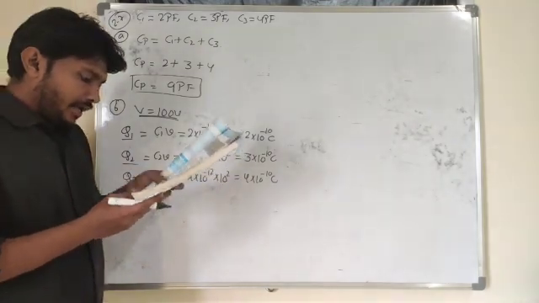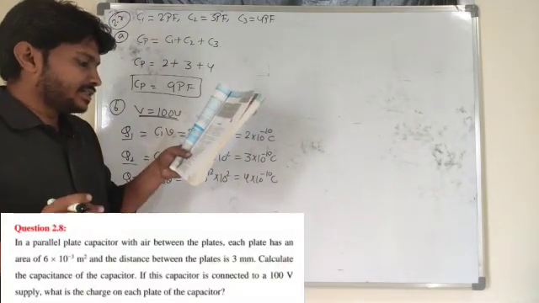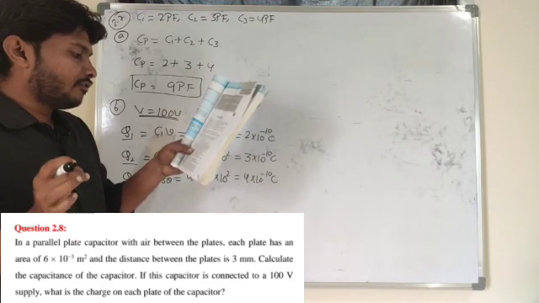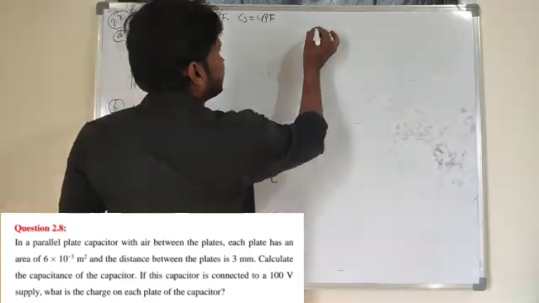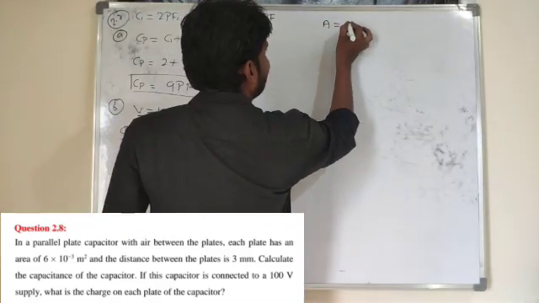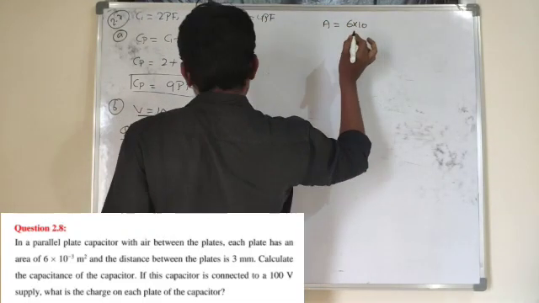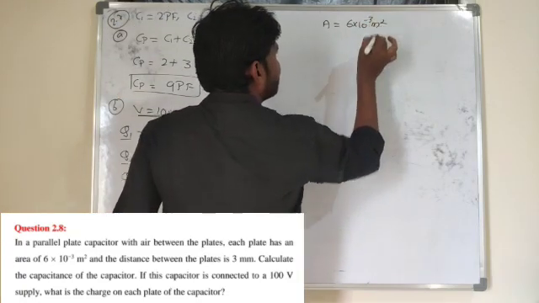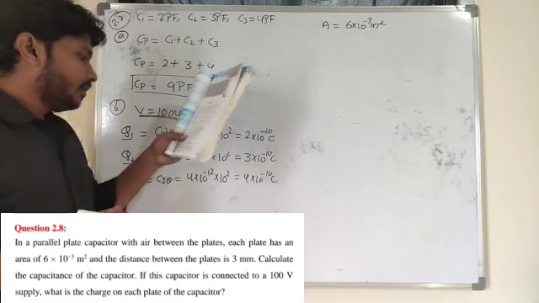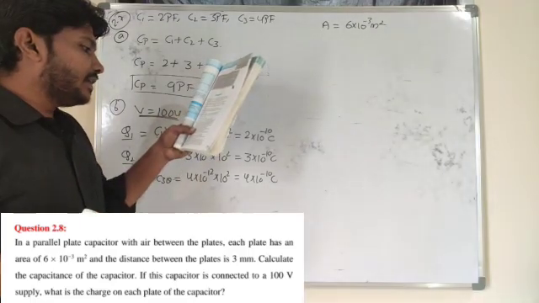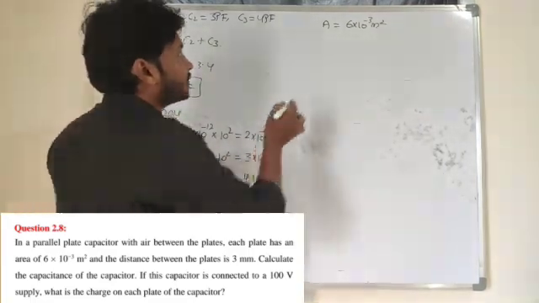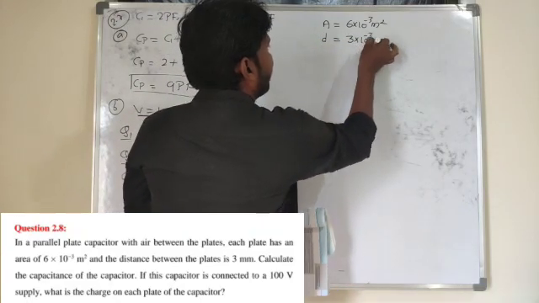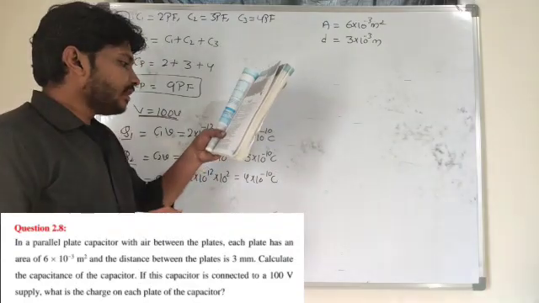In a parallel plate with air between the plates, each plate has an area of 6 into 10 to the power of minus 3 meter square. So in case of parallel plate, each plate having that area 6 into 10 to the power of minus 3 meter square. This is the area here. The distance between the plates is 3 millimeter. Milli means 10 to the power of minus 3 meter here.